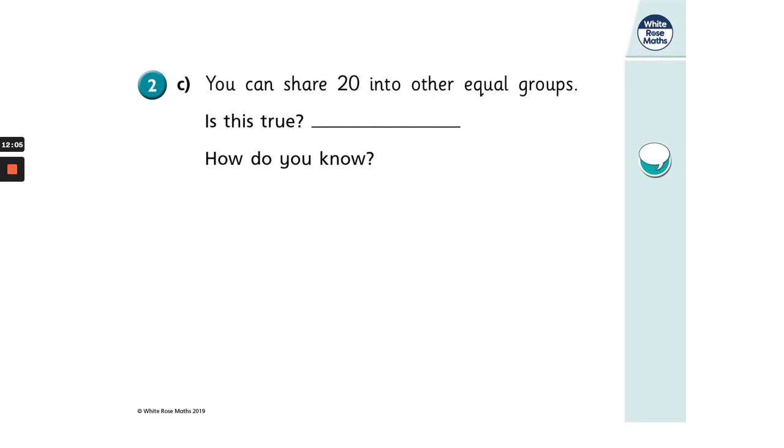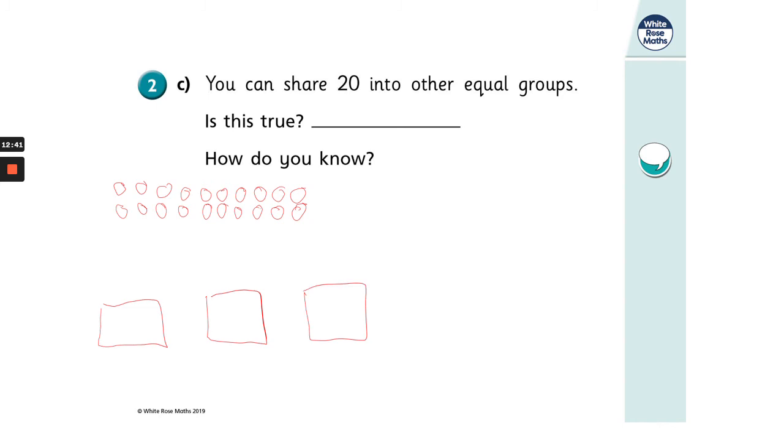Let's draw 20 items. Let's draw 20 circles. Ten there. Let's draw another 10. I want to draw them like this to help us. What do you see? Can we share them equally? Let's share them into 5 and see how we would do this.